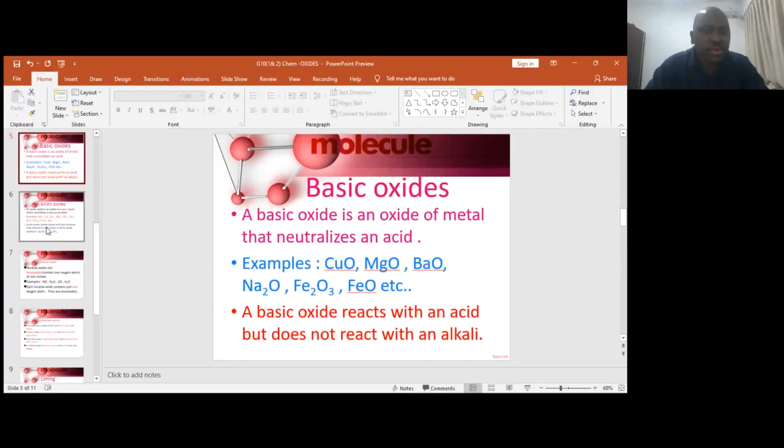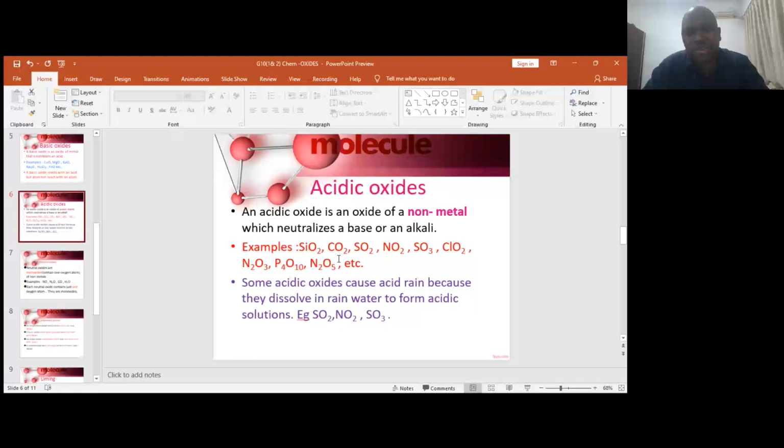And then we have acidic oxides. Acidic oxides are oxides of non-metals. Non-metals are at the right-hand side of your periodic table. I mean group 4, group 5, group 6, group 7. Your right-hand side, check your periodic table so that you understand what I'm saying. So acidic oxides are oxides of non-metals. All these ones you are seeing here are all acidic oxides.